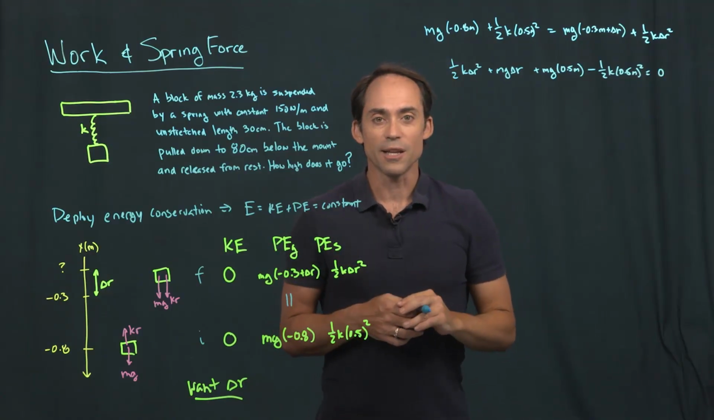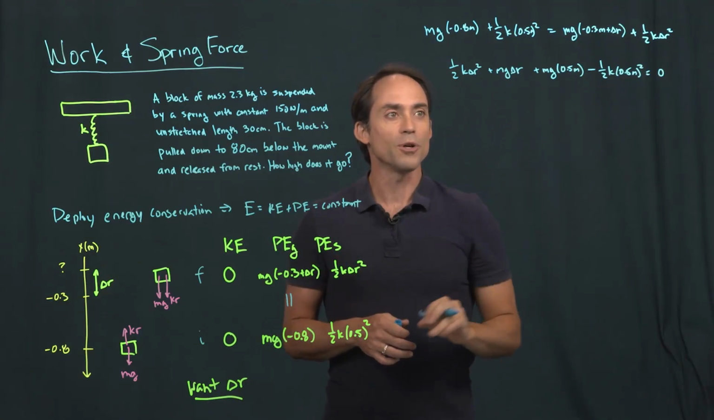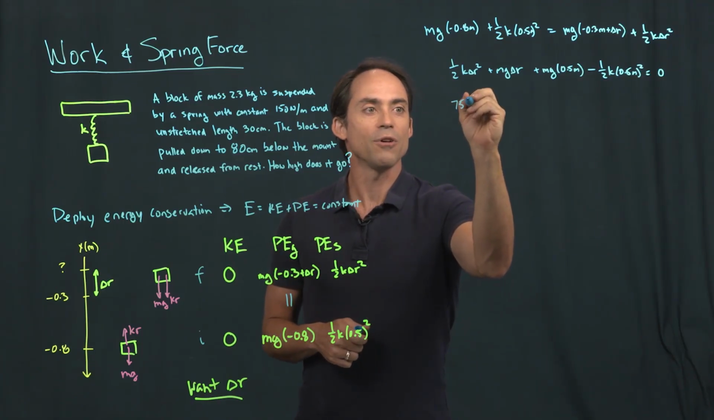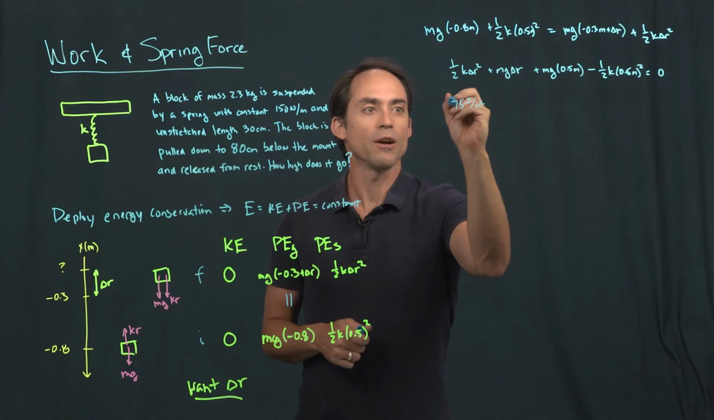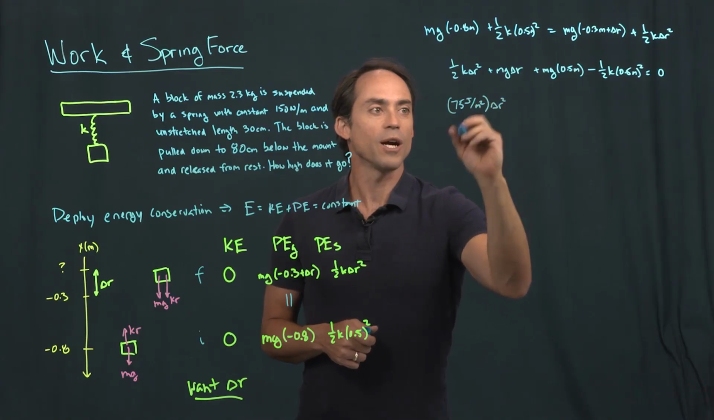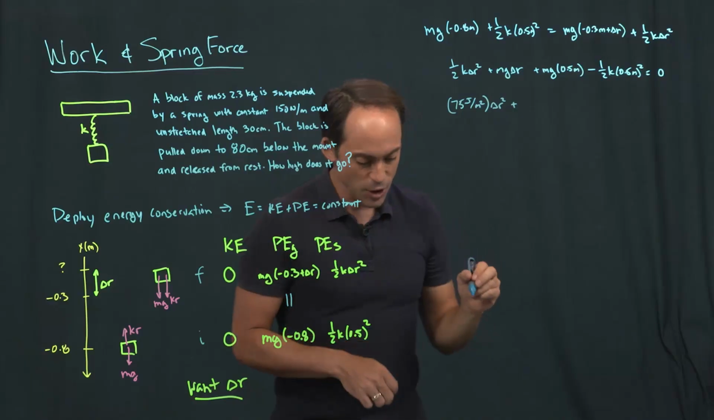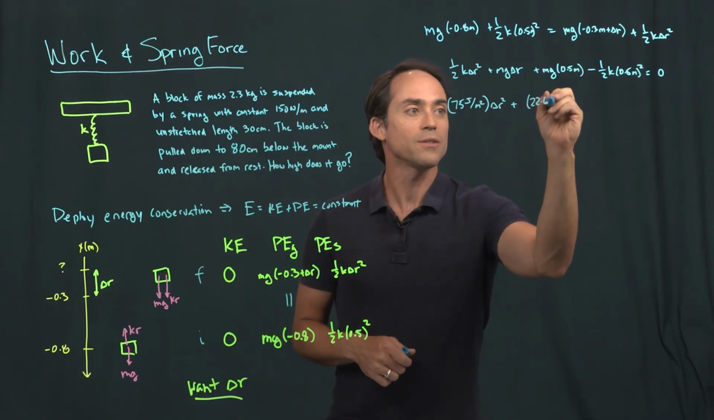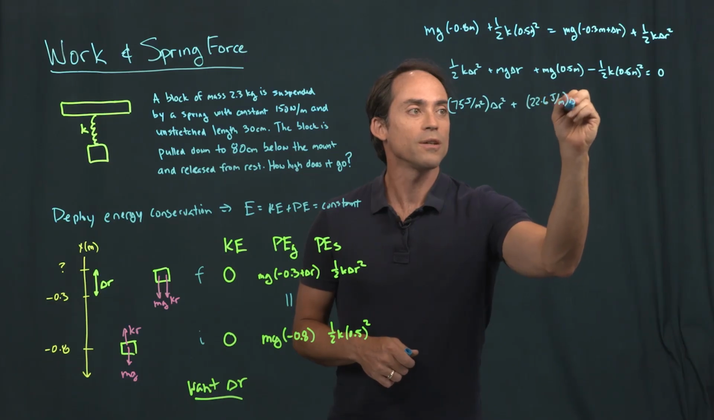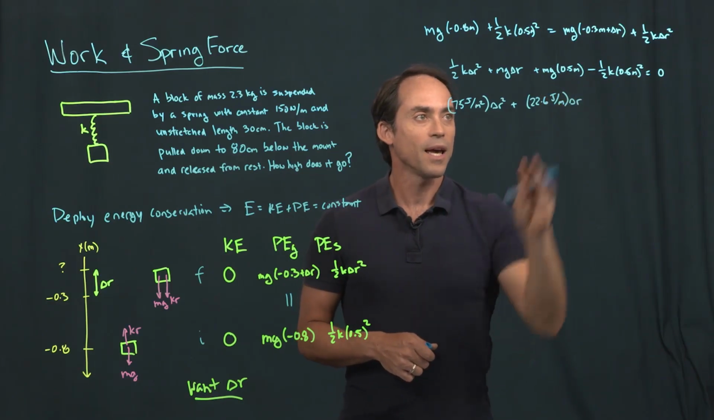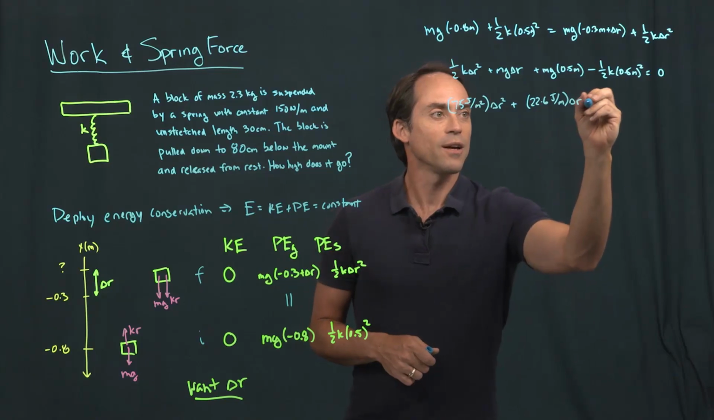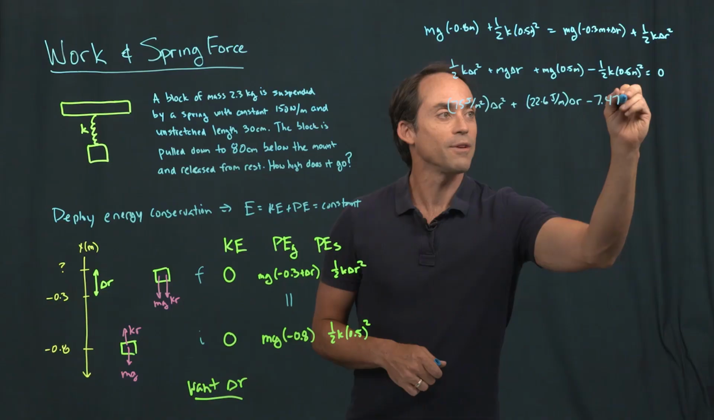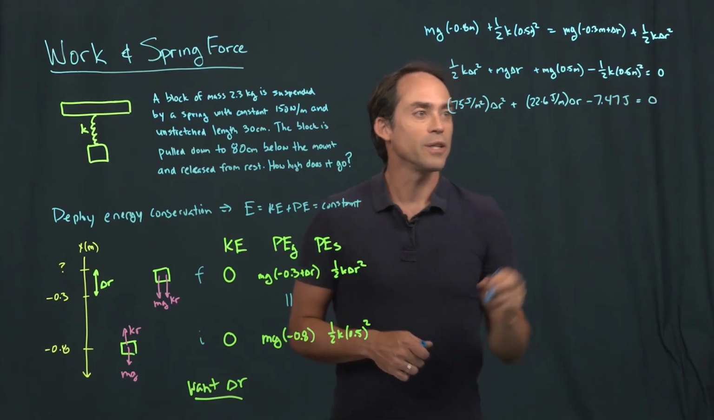Now we can get a little clarity at this point by evaluating some of these numbers out in front. If we do that, this is going to be 75 joules per meter squared in front of the delta r squared. For the mg term, we've got 22.6 joules per meter times delta r. And all of these numbers over here add up to minus 7.47 joules, all equal to 0.